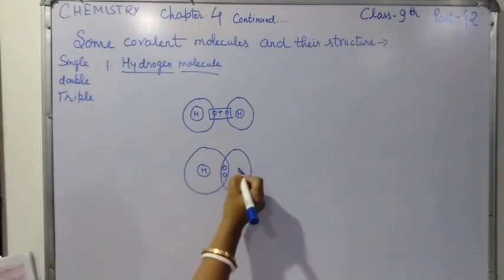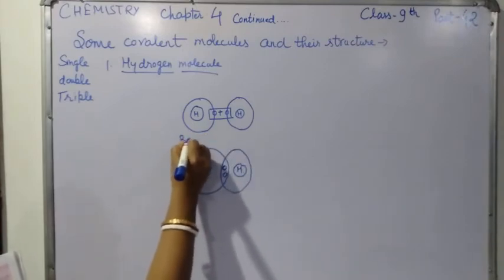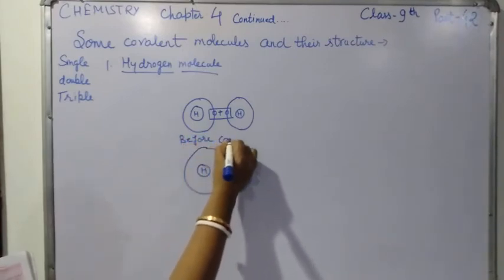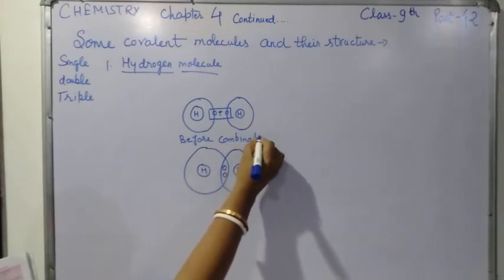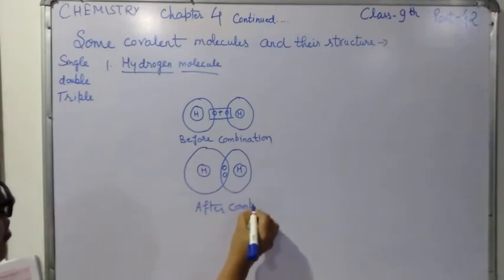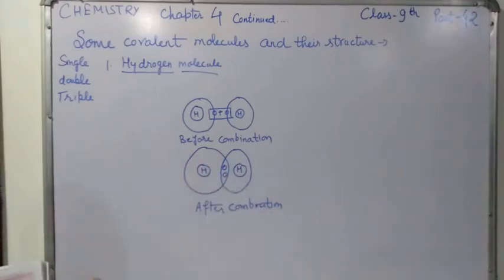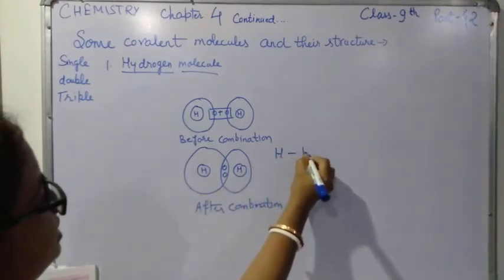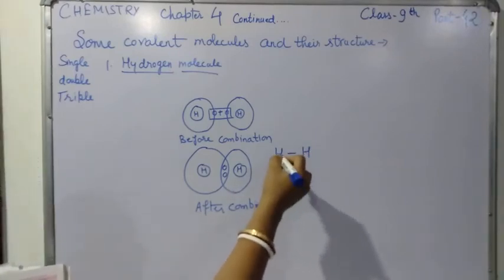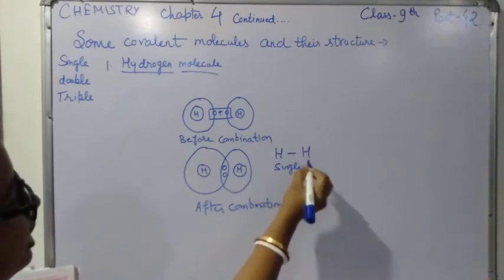Now this one is the before combination and this one is the after combination. Now you can see both the hydrogen atoms are having two electrons after the mutual sharing of electrons, and they are making a single covalent bond. They are making a single covalent bond because both the atoms are contributing one electron. So that is why it is a single covalent bond.